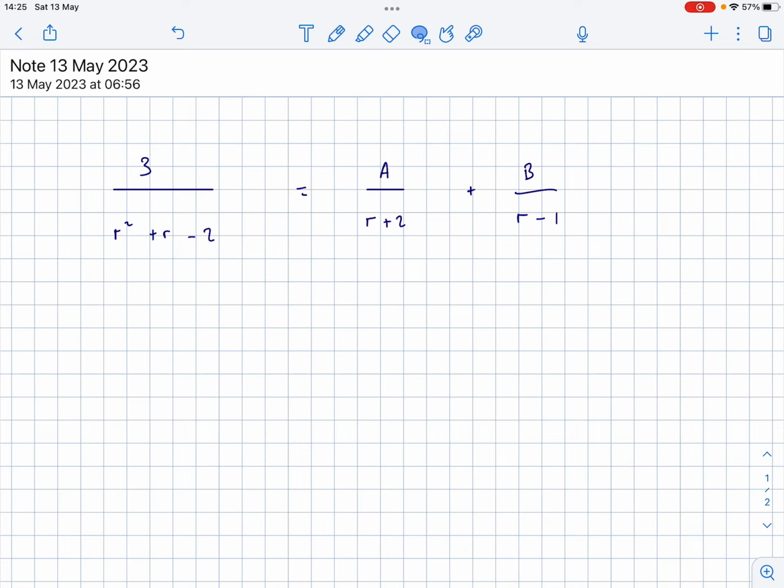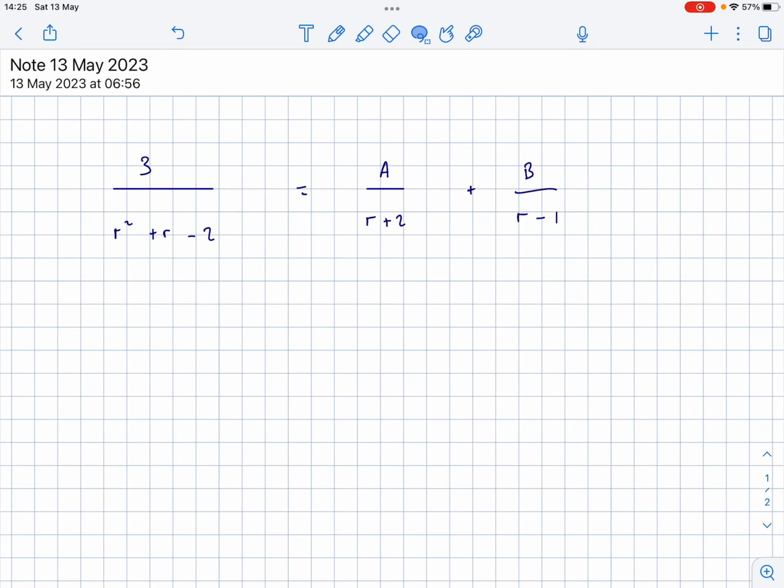But essentially, whenever you get these questions to sum things up and it asks you to use partial fractions, we're going to use the method of differencing that we did in year 12. So I'm very quickly going to check what the partial fractions are.